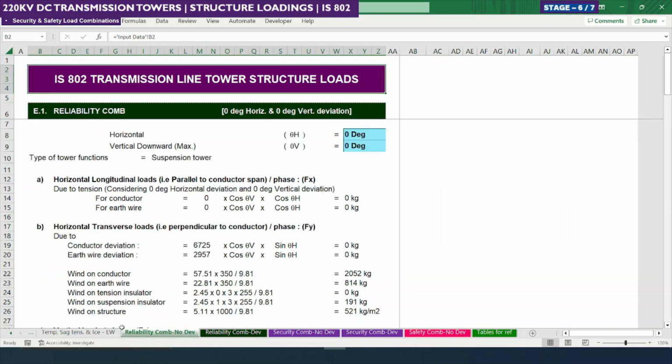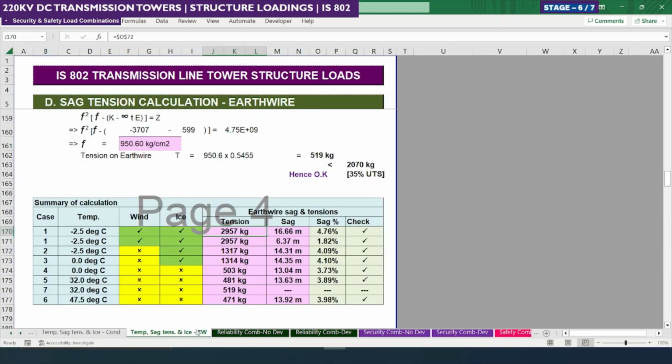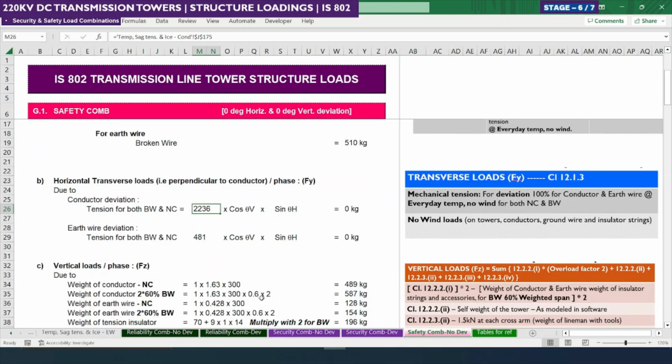You can see this in the tension calculation which we did earlier. 32 degrees Celsius is our everyday temperature. In that no wind case we have 2236 kg, and similarly for the earth wire it is 481. The same we are considering here. As there is no deviation, the value becomes 0.